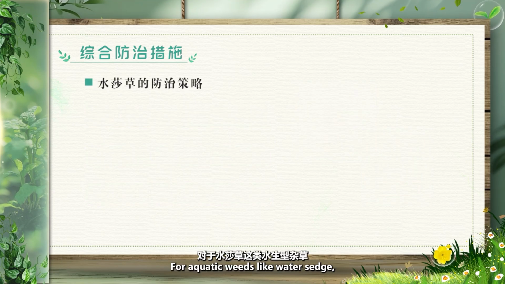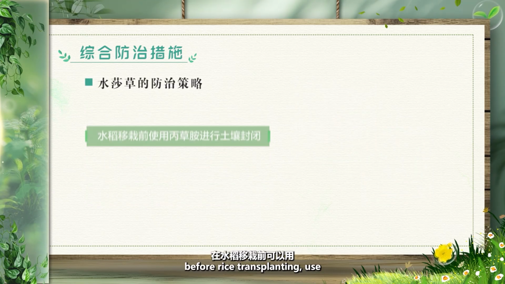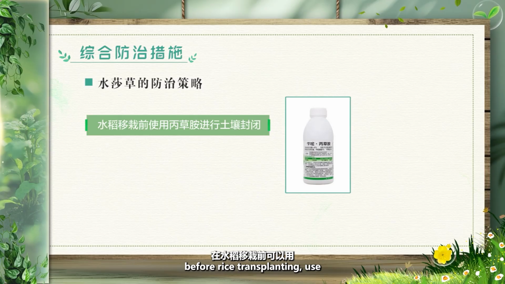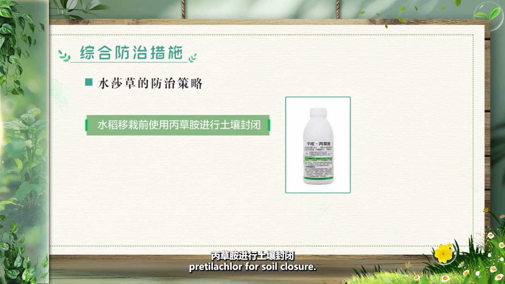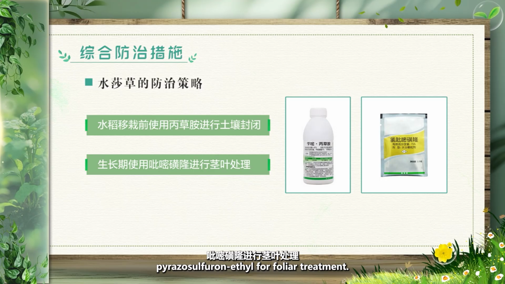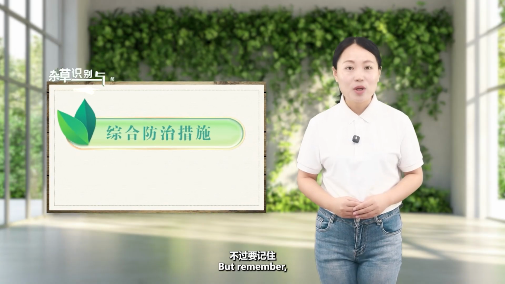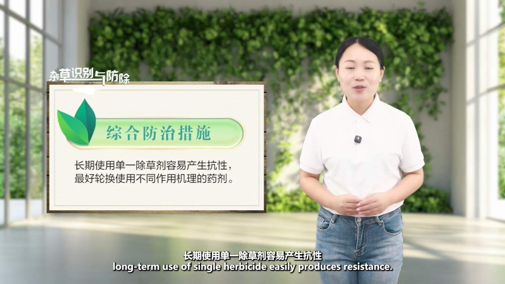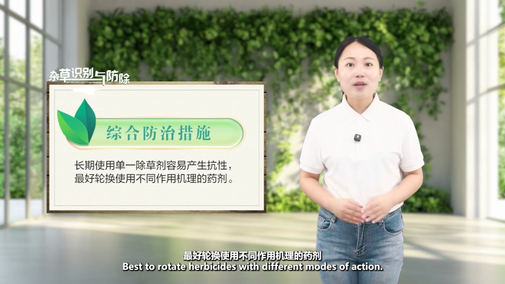For aquatic weeds like water sedge, before rice transplanting, use pretilachlor for soil closure. During growth period, use pyrazosulfuron-ethyl for foliar treatment. But remember, long-term use of single herbicide easily produces resistance. Best to rotate herbicides with different modes of action.